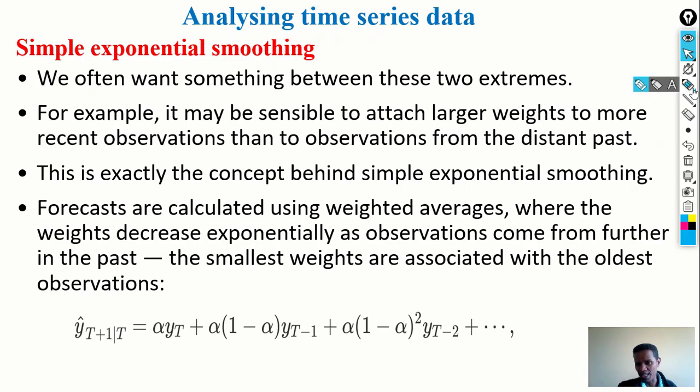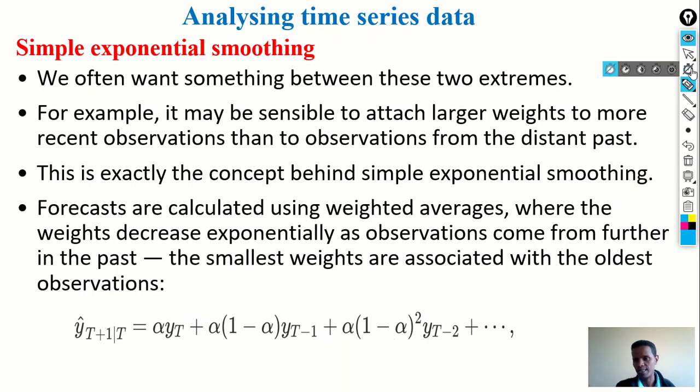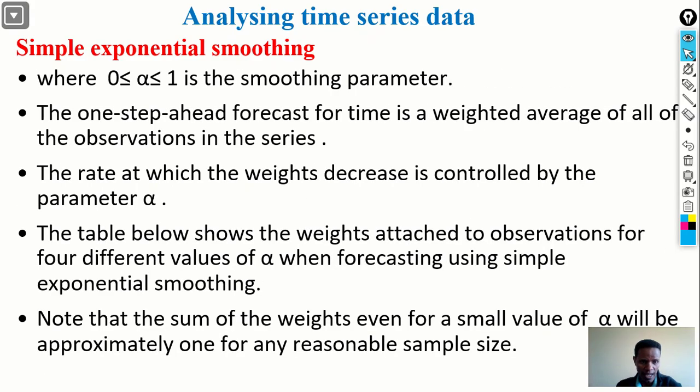The recent observation will gain a higher weight, because there is no squaring over here. So that will have a larger weight. But the older observation, t minus 2, is being squared. This fraction, when it is squared, will get lower and lower. So the weights given to the oldest observations will get smaller and smaller than that of the current observations. That will be controlled by the smoothing constant alpha.